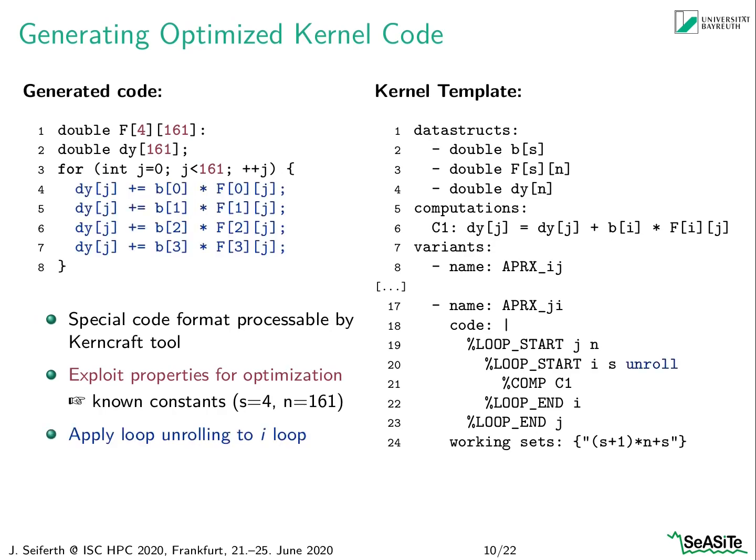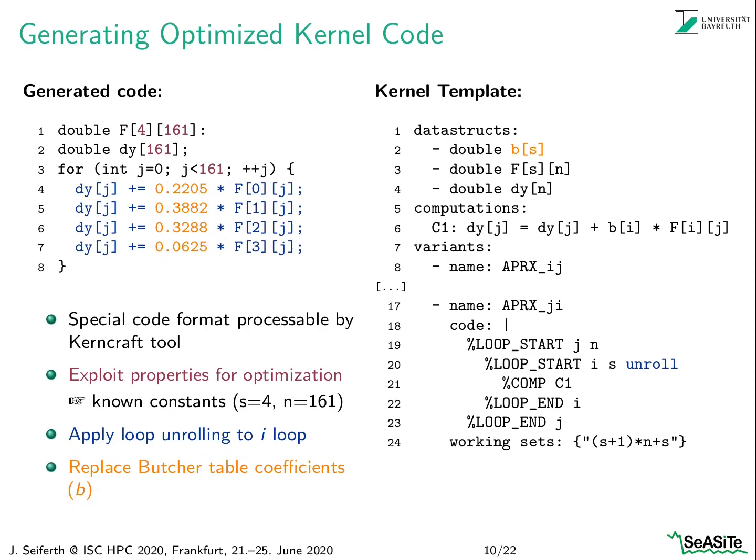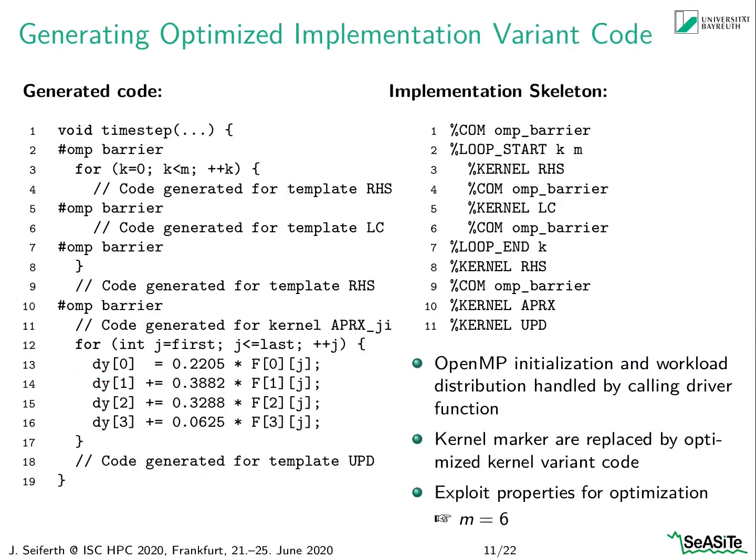Last, Butcher table coefficients are replaced if possible. For our code here, we can replace the B coefficients with its actual values. These optimizations are also relevant for the implementation variant code generation. The generated code here belongs to a variant of skeleton A, in particular to the variant that replaces its kernel marker approx in line 10 in the skeleton with the kernel code generated for approx.ji, which we have seen on the previous slide. In addition, there would be a second variant of A that would use approx.ij instead of approx.ji.